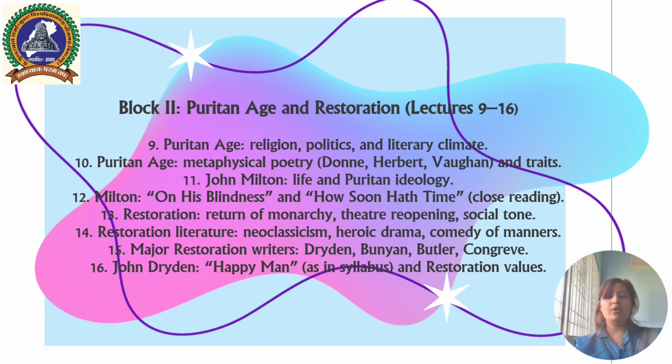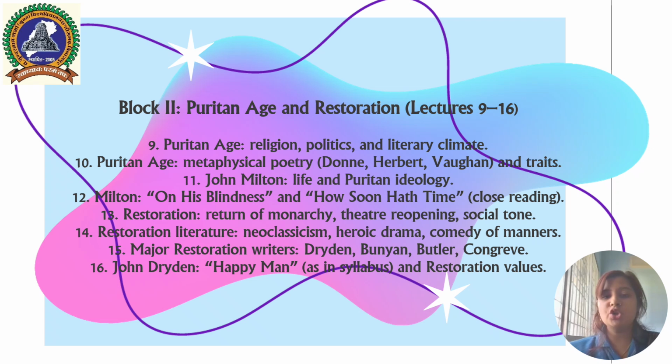The second block is the Puritan Age and Restoration Age. I have divided this block into lectures 9 to 16. The ninth lecture will be about the Puritan Age, the religious, political and literary climate of the Puritan Age. We will study metaphysical poetry, what we mean by metaphysical poetry, and the metaphysical poets like Donne, Herbert, Vaughan and their traits.